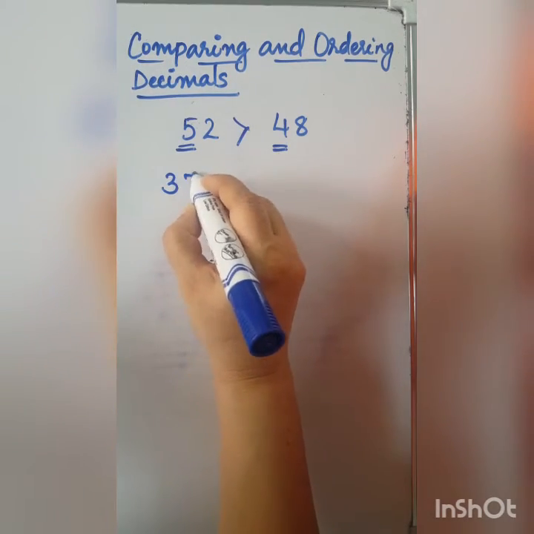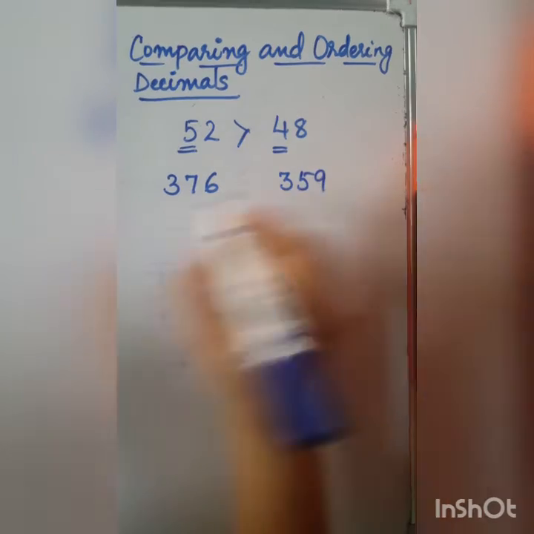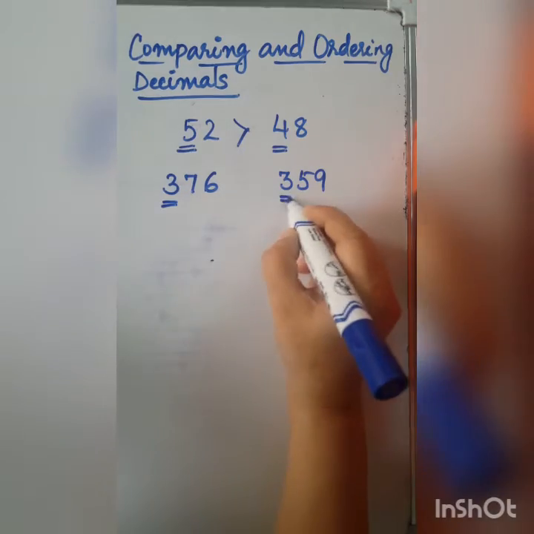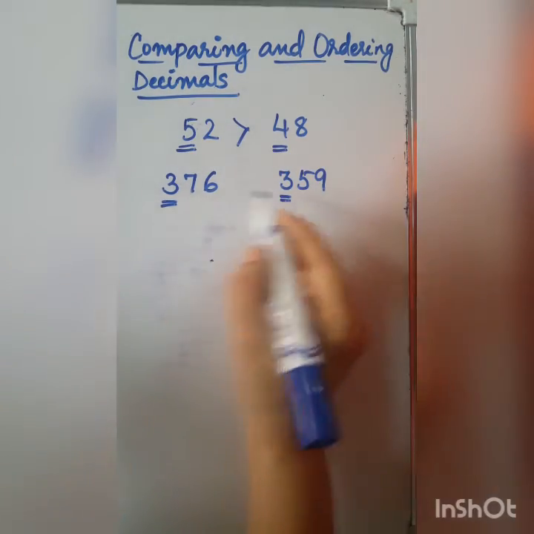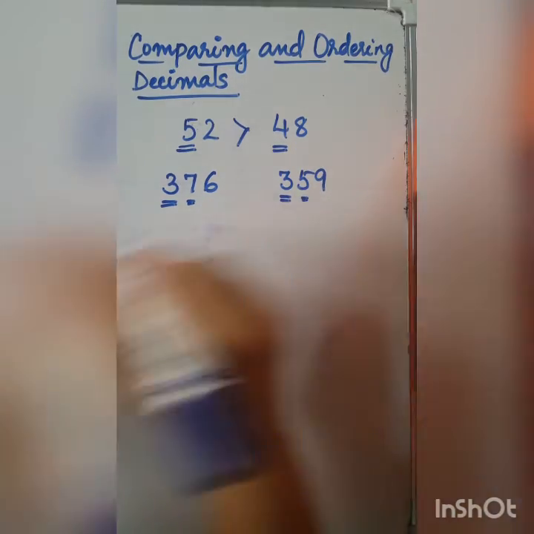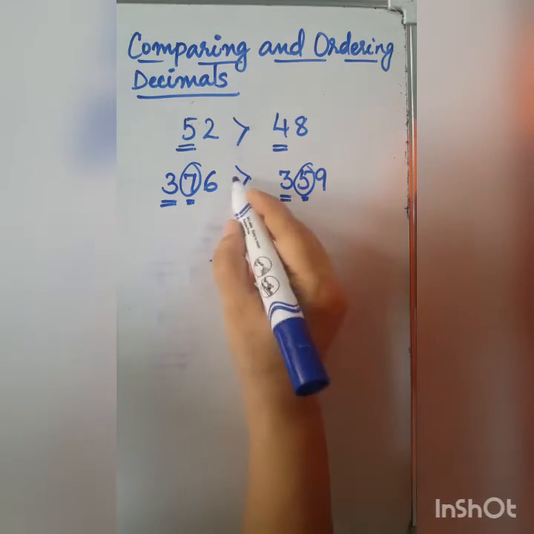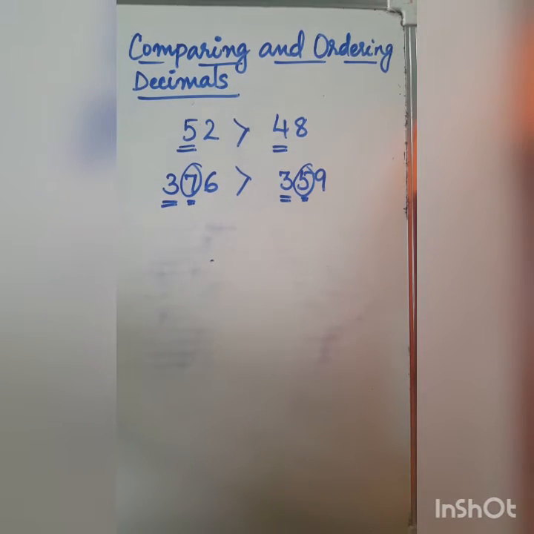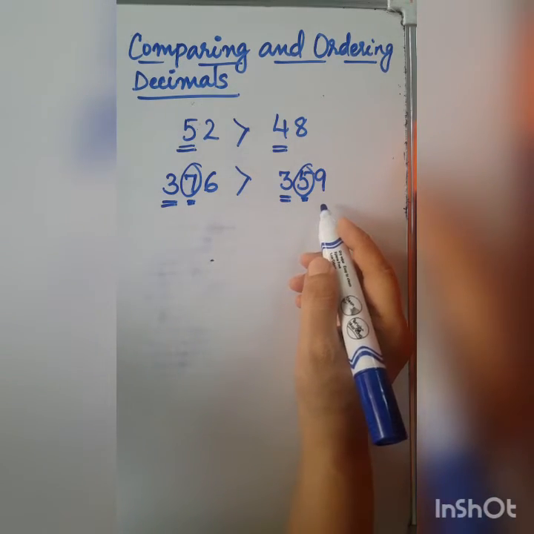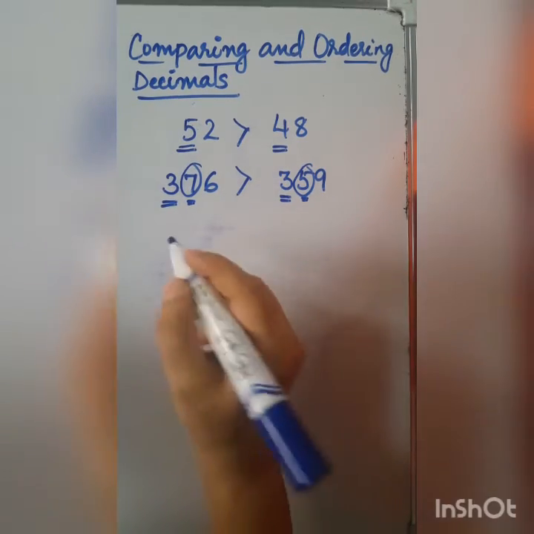In another example, let me take 376 and 359. The number of digits are same, therefore I will look for the digit at the extreme left. Now they are both same. What will I do? I will move on to the next digit. Now I know that 7 is greater than 5, therefore 376 is greater than 359. So in a similar manner we will compare and order the decimals. So, let us take an example.